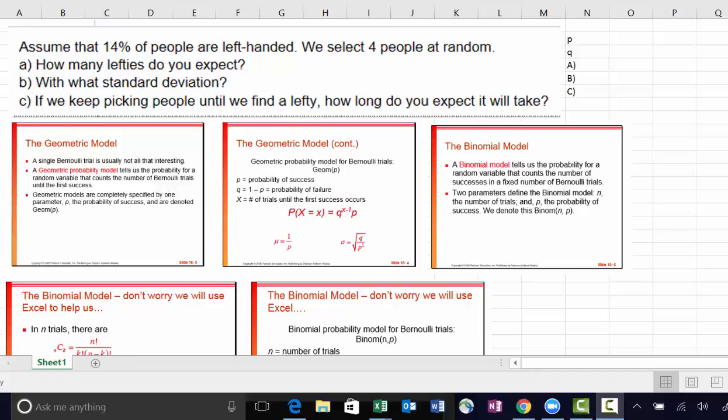Okay, on this problem, you're told that 14% of people are left-handed and you select 3 people at random. And then you have 3 questions. How many lefties do you expect? With what standard deviation? And if we keep picking people until we find a lefty, how long do you expect it will take?